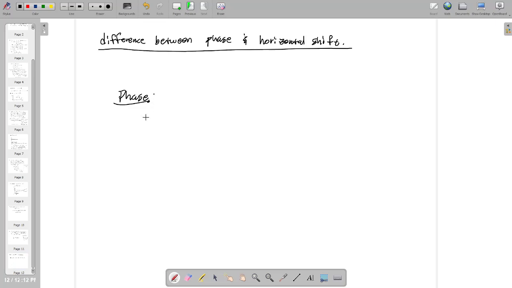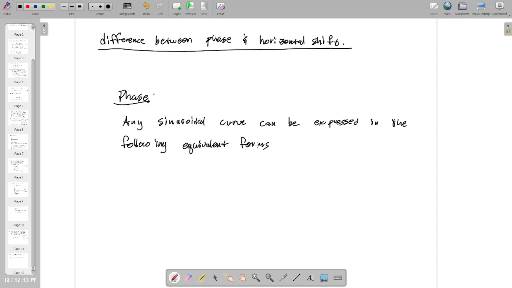The next topic I want to talk about is the difference between phase and horizontal shift. Any sinusoidal curve can be expressed in the following equivalent forms. y is equal to a sine of kt minus b, or y is equal to a sine of k times the quantity t minus b over k. Now these two forms are identical because all we did was factor out the k here, and we get here. So b divided by k would give me the b over k, kt divided by k gives me t. So the k is factored out. That's the only difference, but they are equivalent.